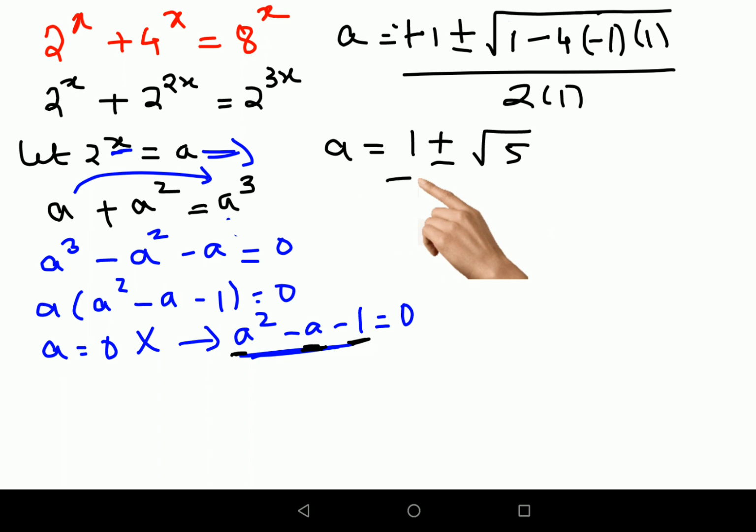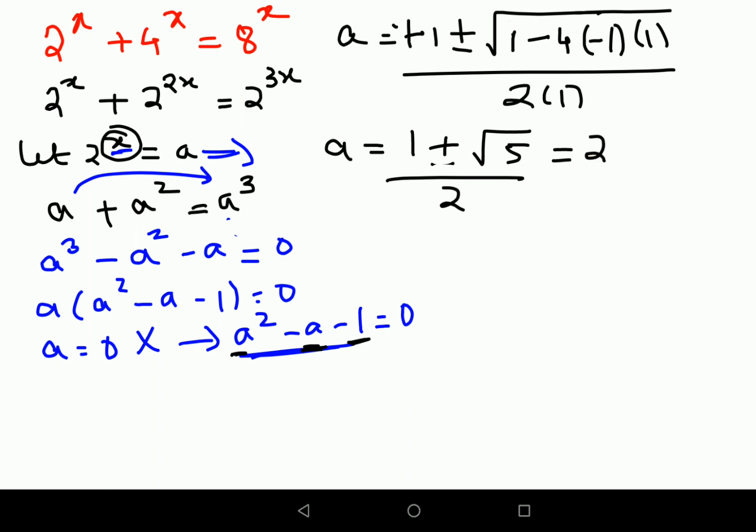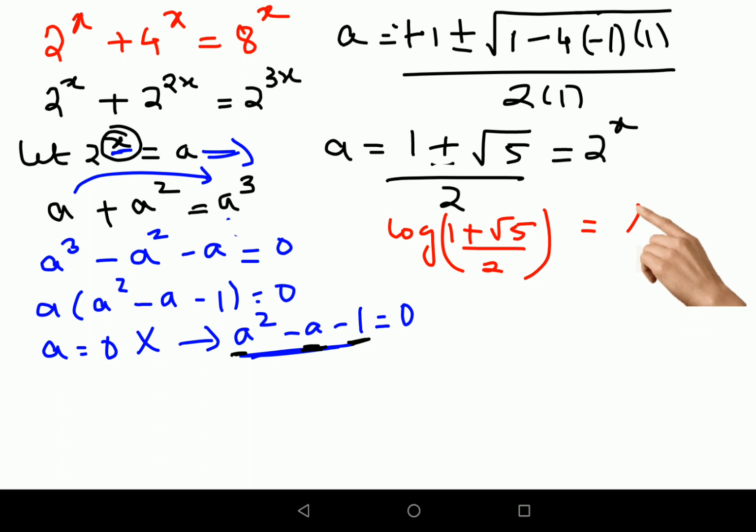Now what happens over here is, again I can say that a becomes 1 plus minus root of 5 upon 2. Now understand, I can't have a negative value. 1 minus root 5 will get you a negative value. So I will just have a single value of a, that is 1 plus root 5 upon 2. Now still here you have not found the value of x. So this is equal to 2 raised to x. In order to find the value of x, you will take log on both sides. Log of 1 plus root 5 upon 2 equals log 2 to the power x.